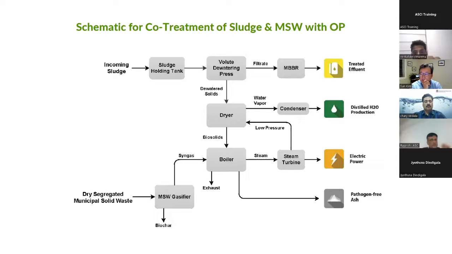As you can see, there is a separate stream for water, and then the solids are dried, and then there is combustion happening through a steam turbine. The steam is converted back into water, and then you have pathogen-free bio ash that comes out. This also can take in dry municipal waste, segregated and unsegregated. So if there is a system that we want to design that sits co-located with a municipal solid waste facility, those can be designed as well.